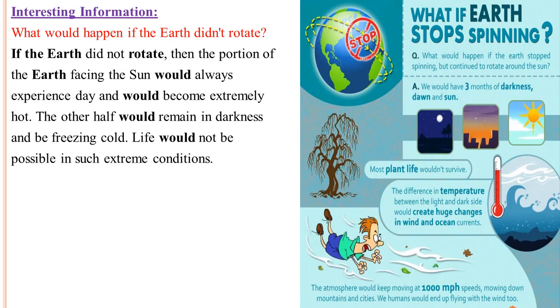Most plant life wouldn't survive. The difference in temperature between the light and dark side would create huge changes in wind and ocean currents. The atmosphere would keep moving at 1000 miles per hour speeds, mowing down mountains and cities. We humans would end up flying with the winds too.